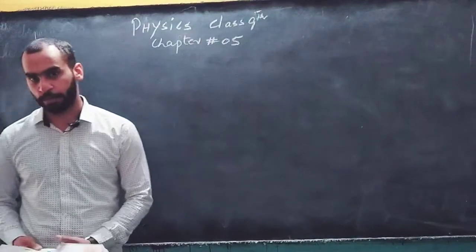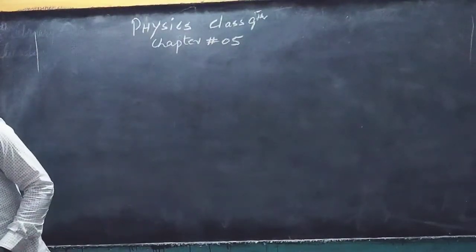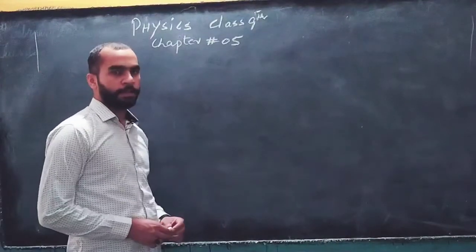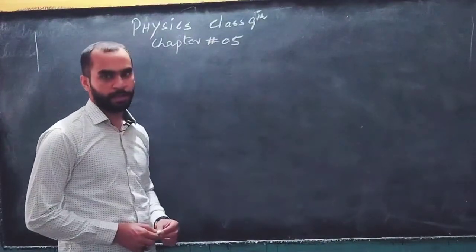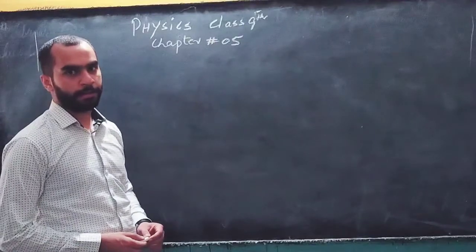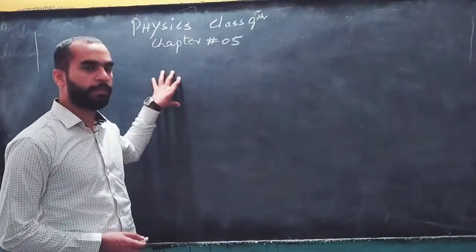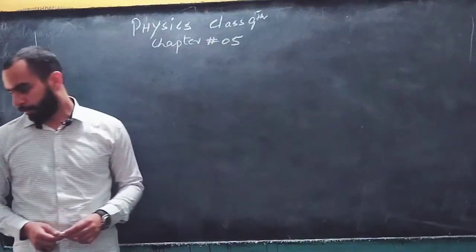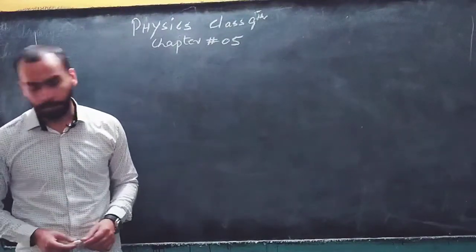Basically, this chapter includes the basic phenomena of gravity and the laws of Newton. Newton's laws are basically an explanation about the relation between the earth and the body which is falling towards the earth or going upward from the surface of the earth. So the first topic of this chapter is law of gravitation.